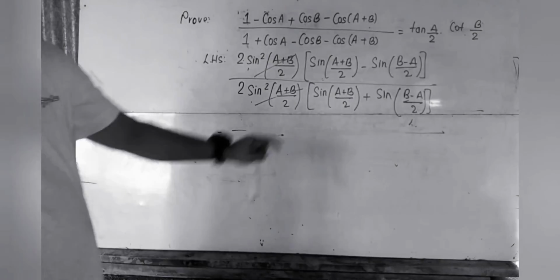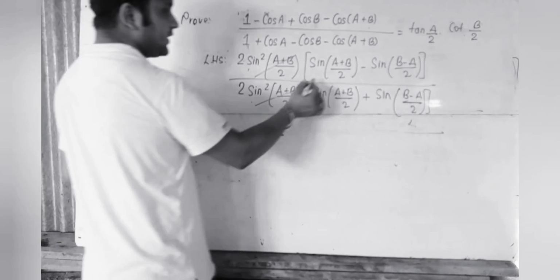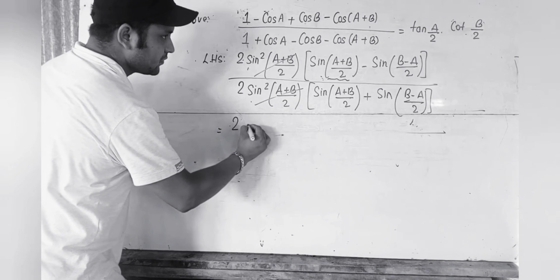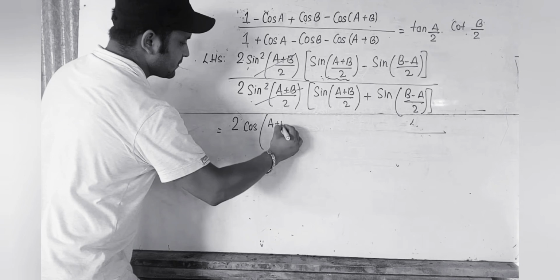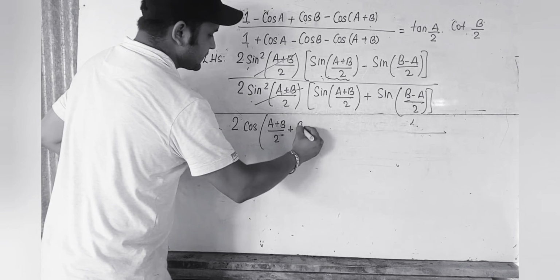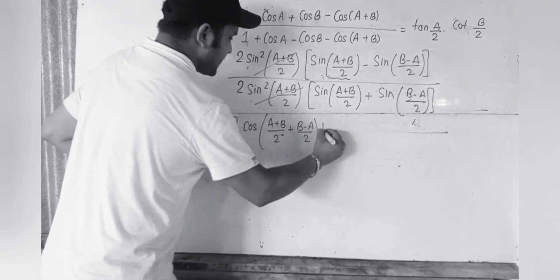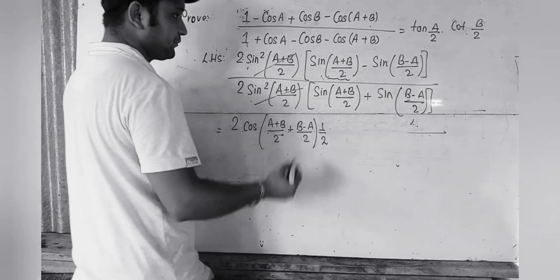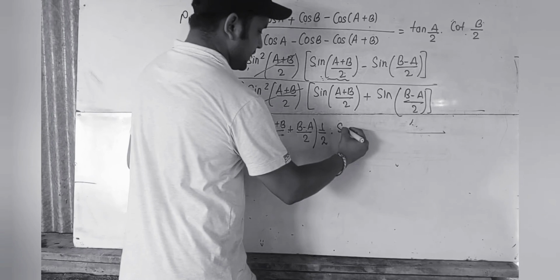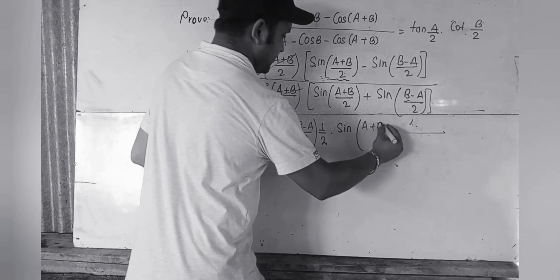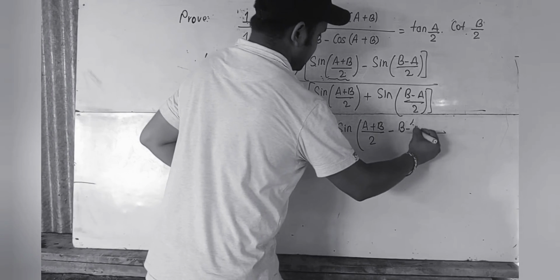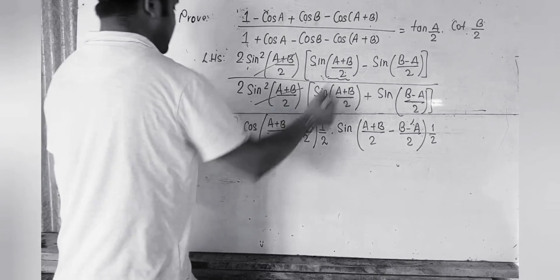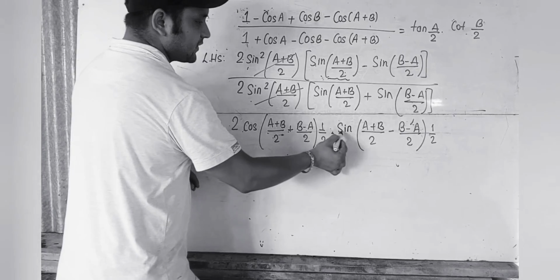Now we can apply the formula of sin C minus sin D here. The formula of sin C minus sin D is 2 cos (C plus D) by 2 dot sin (C minus D) by 2. So applying the formula here, sin C minus sin D equals 2 cos (C plus D) by 2 dot sin (C minus D) by 2.